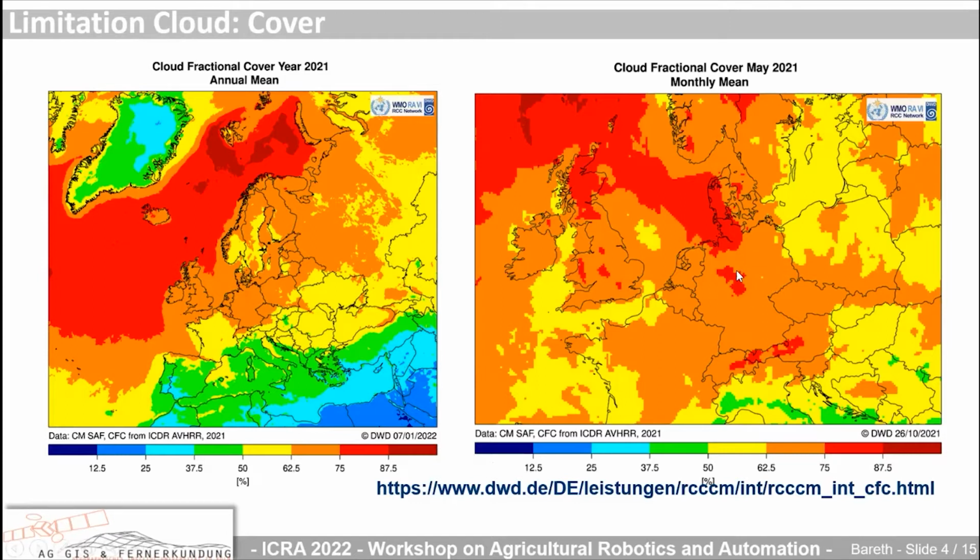And we have some grassland sites here close to the North Sea, where you see it's even worse, and also here in the middle of Germany, close to Göttingen, where we are involved in a field trial of the University of Göttingen. So clouds are a challenging term.